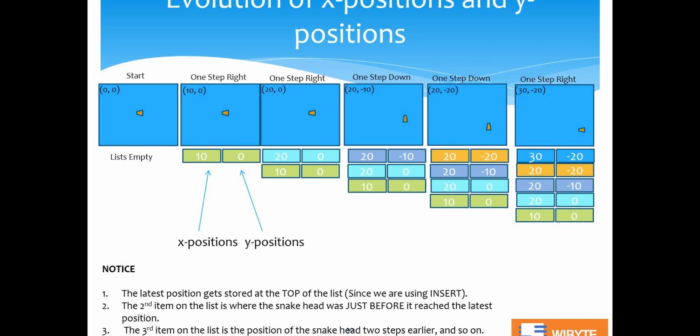We'll revisit this, but the salient points are these, right? These three, that the latest position gets stored on top of this list since we are using insert. The second item on the list is where the snakehead was just before it reached the latest position. Remember, snakehead is presently at 30 minus 20. The second position is 20 minus 20, where the snakehead was before it reached. And likewise, you can just trace back and see for yourself, right? So the third position on the list is where snakehead was two steps earlier, right? So basically, if 30 minus 20 is present position, two steps before this it was at 20 minus 10. So even though it turned, it did whatever, this position has been recorded in this list. Okay, and this is important.